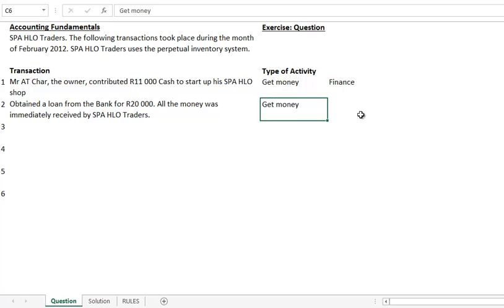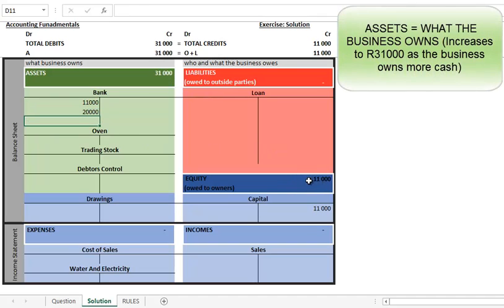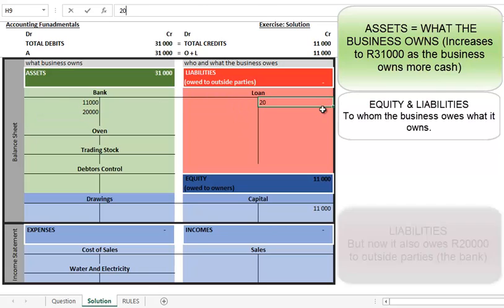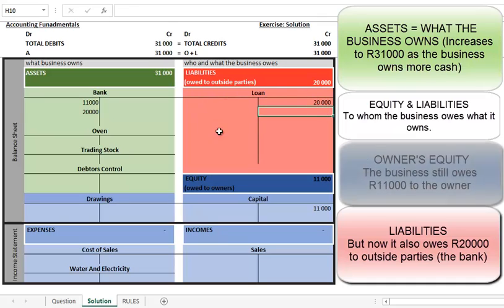We're again getting money. So this is a financing activity. We get 20,000 Rand. So you think, this is going to increase the net worth of the business. The problem, however, is that my loan, which is a liability, also increased by 20,000 Rand, thus resulting in my owner's equity staying the same at 11,000 Rand.